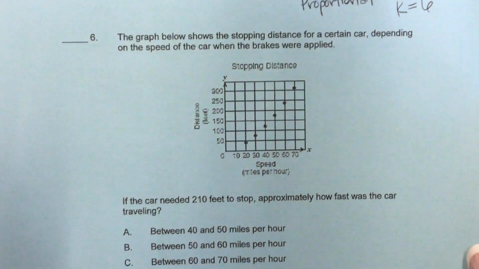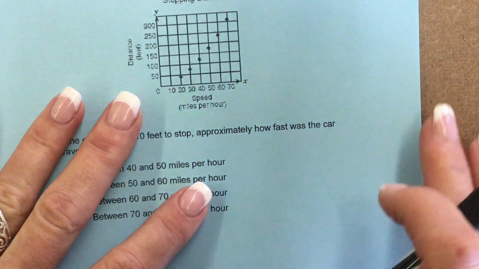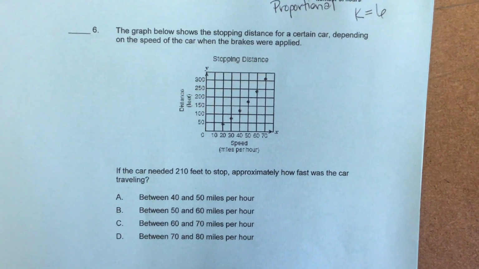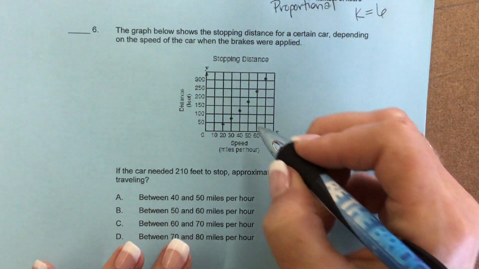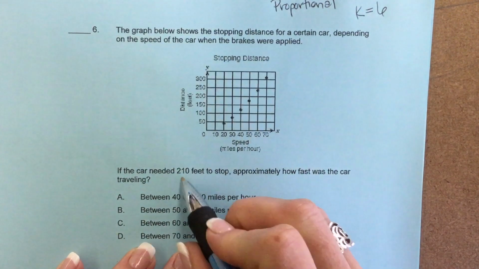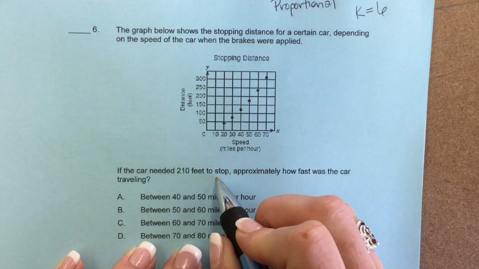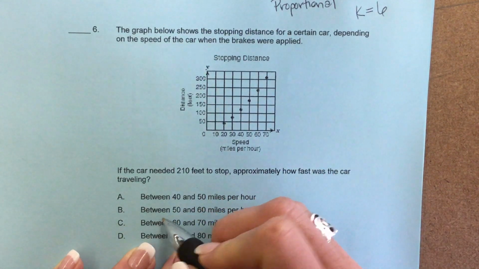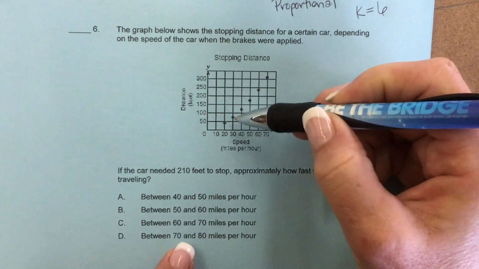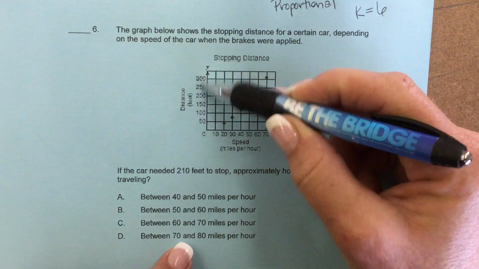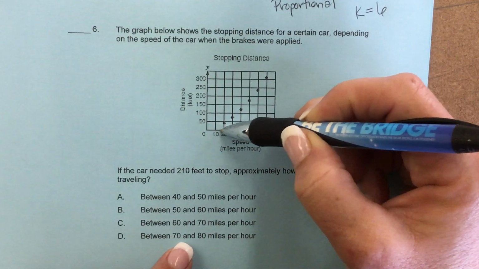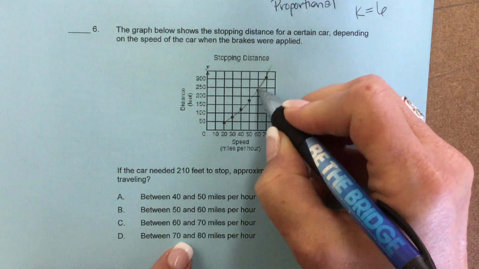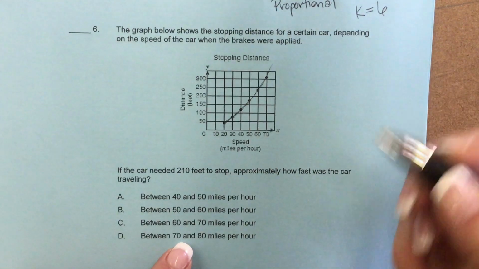All right, we do have a little bit more time. We'll do one more. The graph below shows the stopping distance for a certain car, depending on the speed of the car when the brakes were applied. If the car needed 210 feet to stop, approximately how fast was the car traveling? Okay, so let's see. This is the distance, and this is the speed. And it looks like this is a curved line, which is not a linear function.